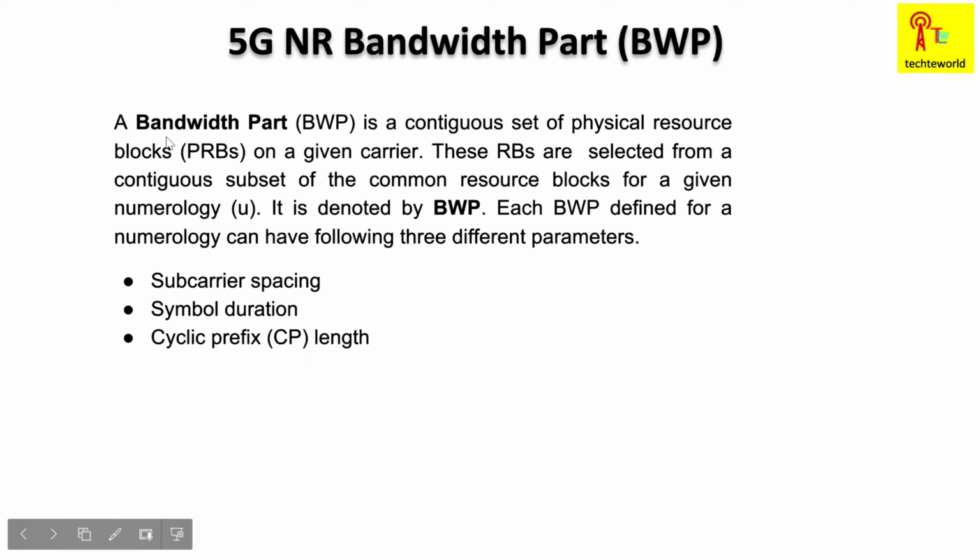If you see its definition, a bandwidth part, BWP, is a contiguous set of physical resource blocks on a given carrier. So you can think of a bandwidth part as a set of different PRBs, where these PRBs are formed from a single common resource block. These PRBs are actually broken into different pieces.